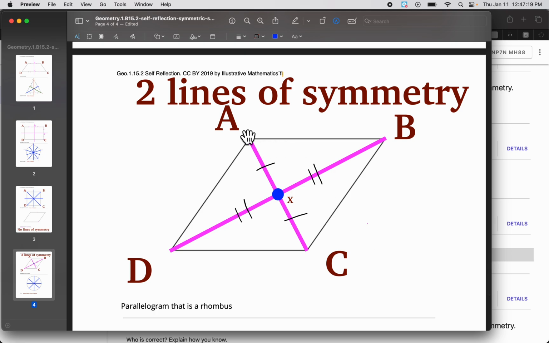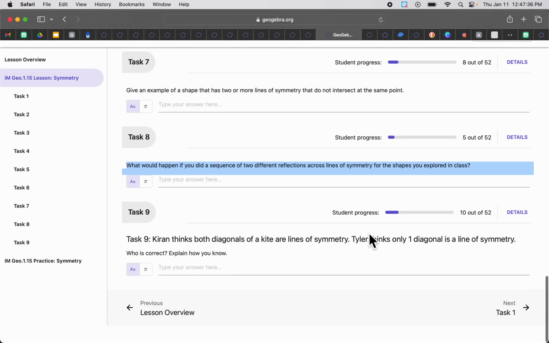And then if I use BD as my line of symmetry, A is going to land on C and C is going to land on A, but it's still going to end up in this same sort of position. It's going to look the same on the page. Okay? All right, last question.